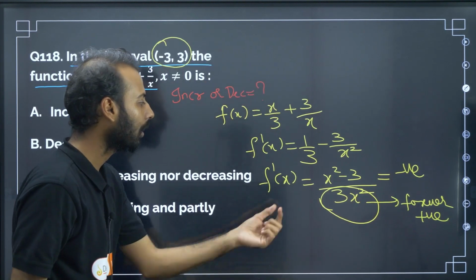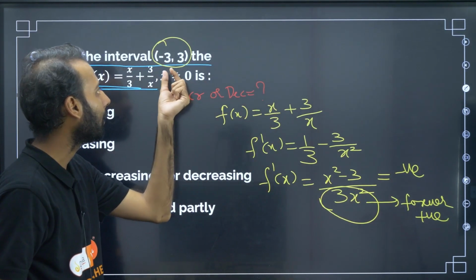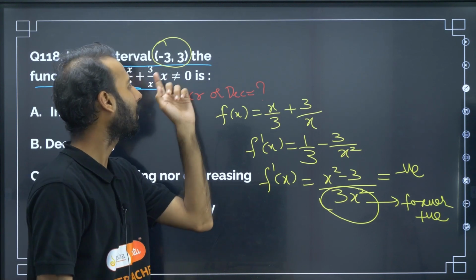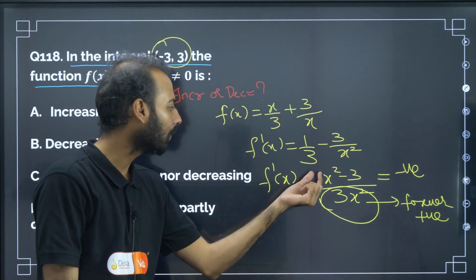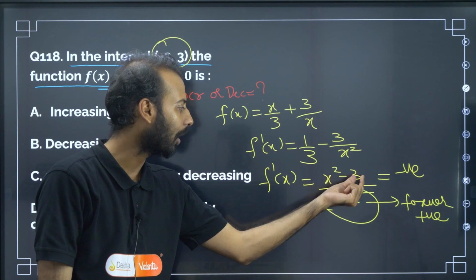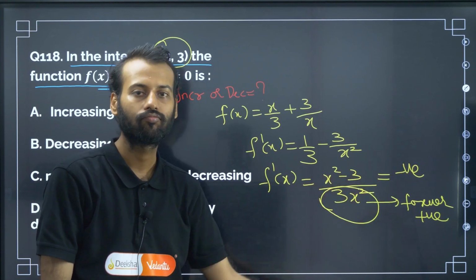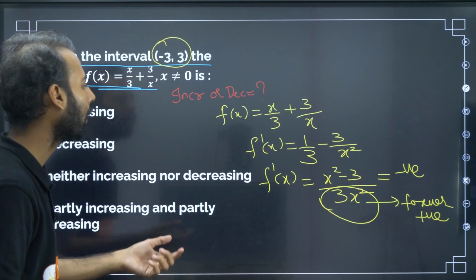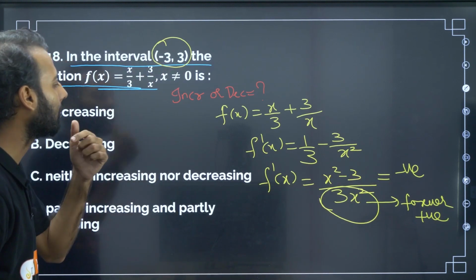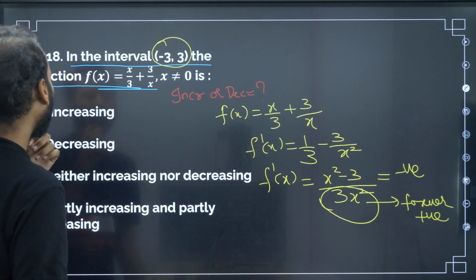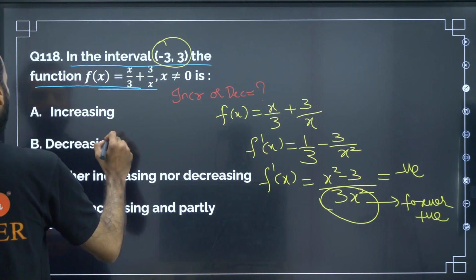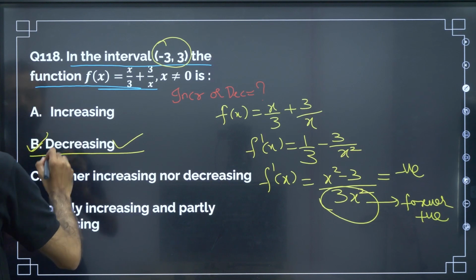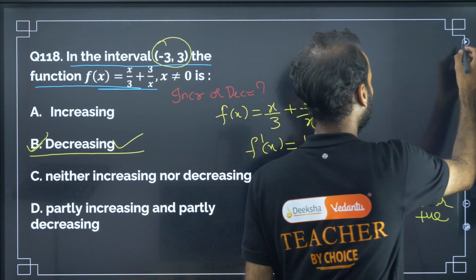If I am keeping something from minus 3 to 3, this will be negative. Not understood? See here, if I am keeping something from minus 3 to 3, a few points I will keep. Every point you keep and you analyze. So minus 3 to 3 means let me keep 0. 0 square is 0, 0 minus 3 is minus 3, negative, negative by positive is negative. One point I have analyzed. Remaining points you analyze, everywhere you find it as negative. How to analyze means just keep some values between minus 3 to 3. So this is negative. So f of x is decreasing. So the answer is decreasing. Moving on to next question.